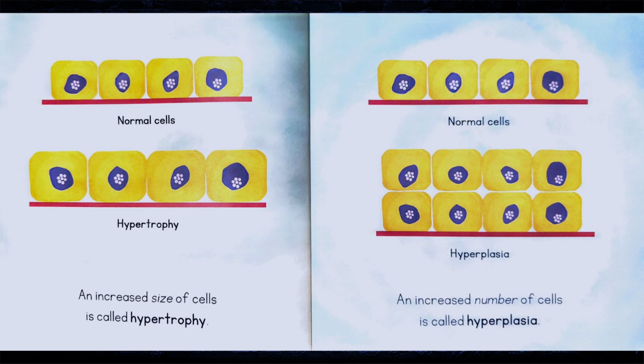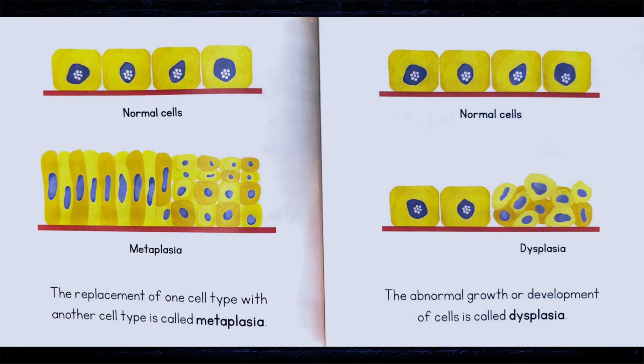An increased number of cells is called hyperplasia. The replacement of one cell type with another cell type is called metaplasia. The abnormal growth or development of cells is called dysplasia.